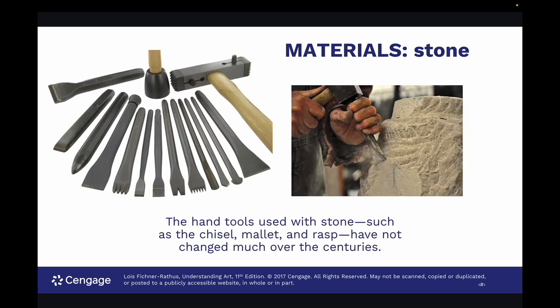Let's talk about some materials used for sculpture. Stone is a very labor-intensive material to work with. You can see some of the hand tools that are used: chisels, mallets, rasps. Not a lot of those have changed much over the centuries, and you can see a picture of an artist using those tools, pulling away small pieces of the stone. Like I mentioned, very labor intensive, and once you carve something away, it's gone. There's no way to reattach it when it comes to working with stone.